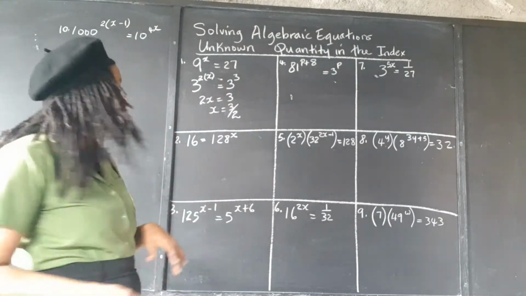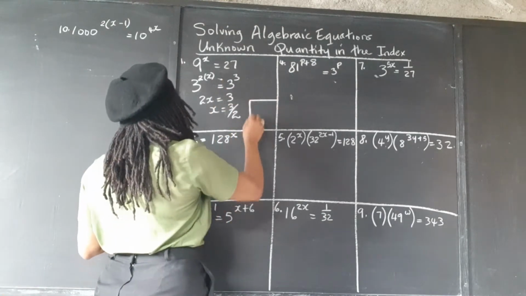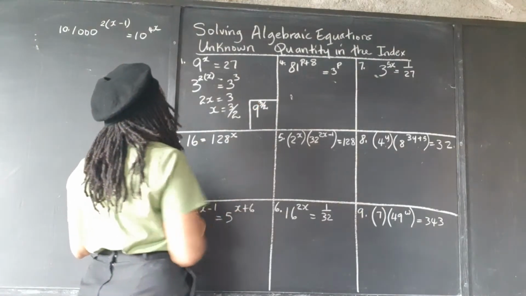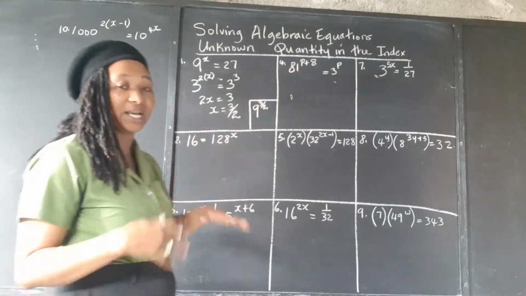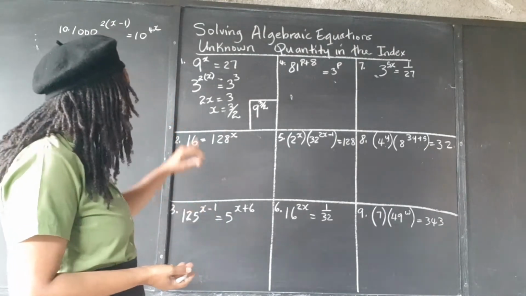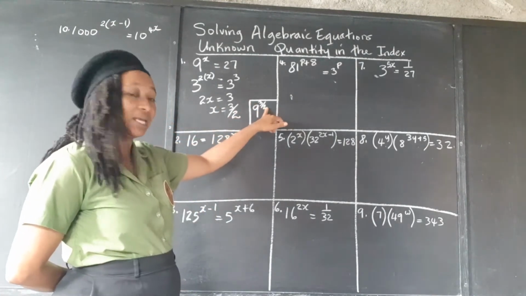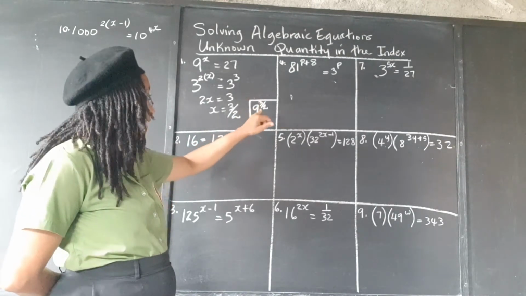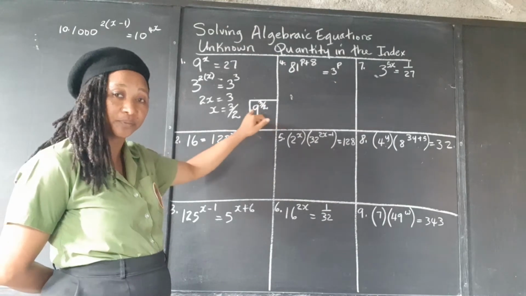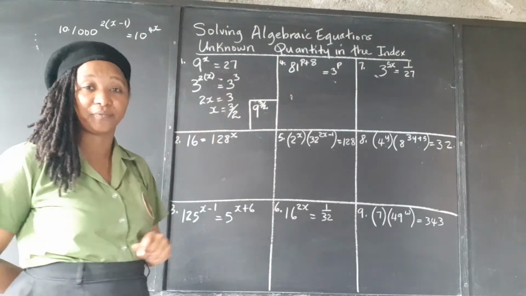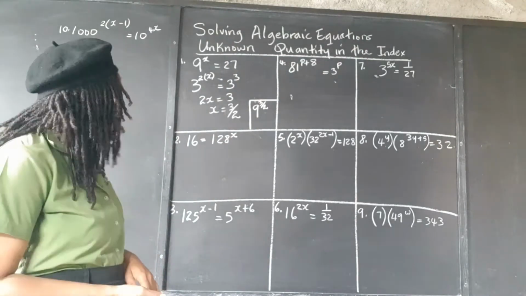And we can double check that. See? 9 to the 3 halves power. What does this mean when we're raising a number to a fractional power? The denominator is the root and the numerator is the power. So we're saying the square root of 9, which is 3, raised to the third power, that's 27. So that's how we know we're correct.